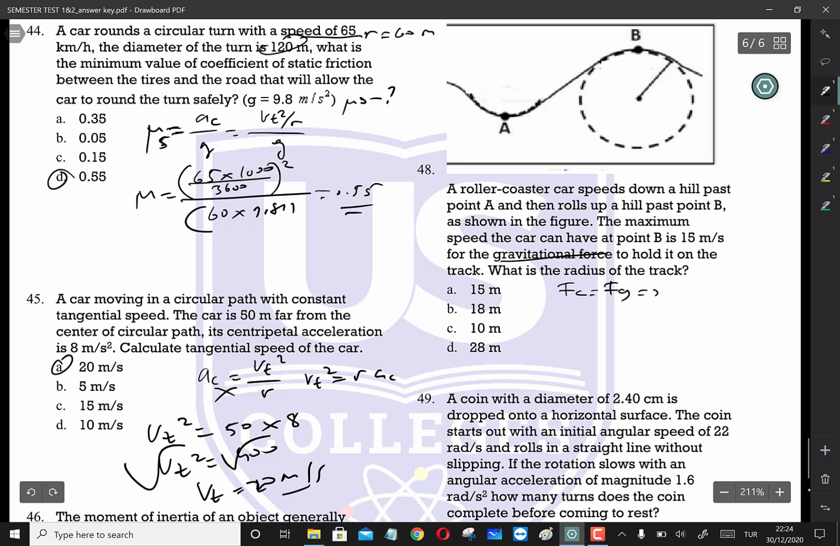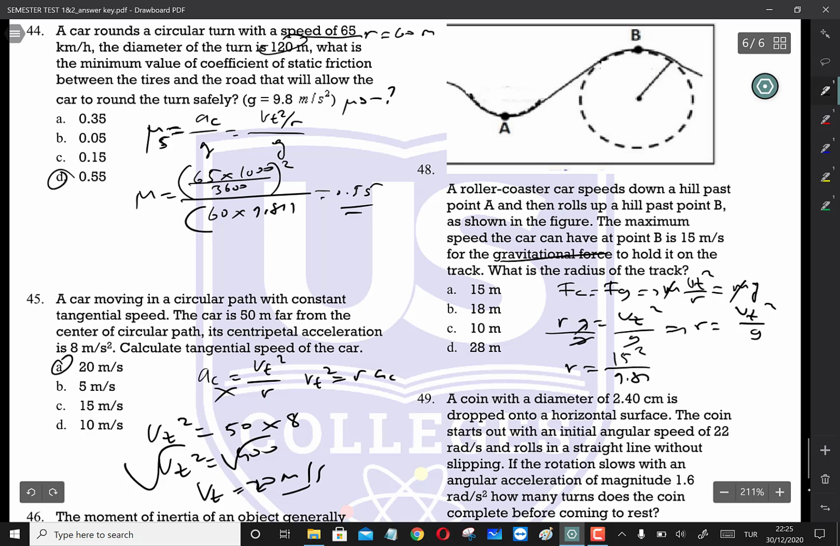What is the equation for centripetal force? m Vt squared over R. What is the equation for gravitational force? mg. Simplify m. So R is the question. R times g is equal to Vt squared. Because R is the question, divide by g, divide by g. So R is equal to Vt squared over g. So Vt is 15 squared, g is 9.81.